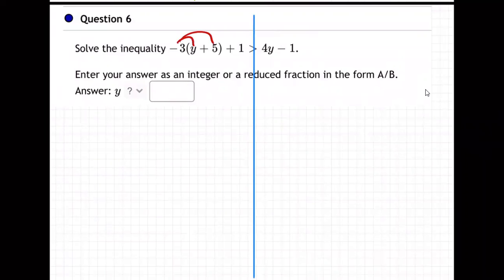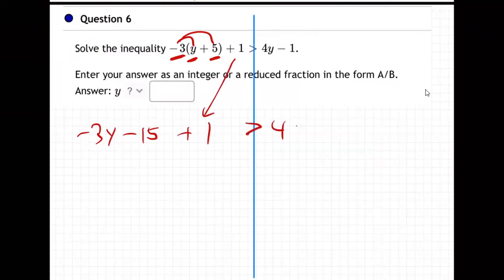So this minus, to distribute, anytime anything's outside of parentheses, we distribute. So that will be negative 3y minus 15, right? Because that negative 3 multiplies the y and multiplies the 5. Plus 1, I'm just bringing down that plus 1, greater than 4y minus 1. Good so far. So all we've done so far is anytime you have a number outside of parentheses, it distributes in, which means it multiplies each of the items inside the parentheses.